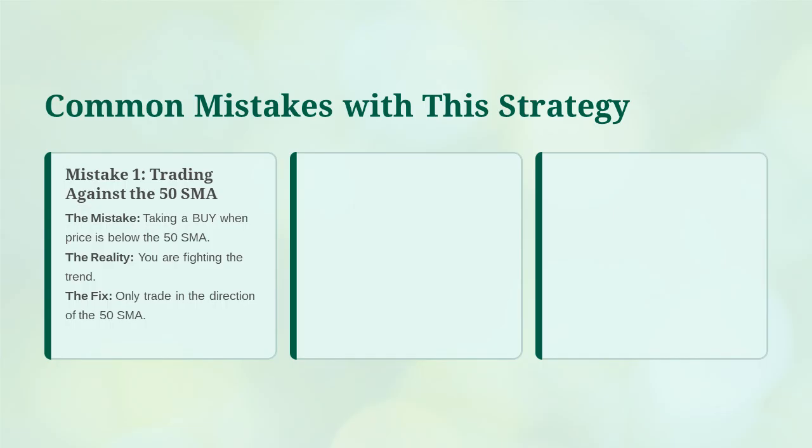Taking a buy when price is below the 50 SMA, or a sell when price is above it. This is fighting the trend. The reality, you're taking low probability trades that go against the larger market direction. The fix, only trade in the direction of the 50 SMA. No exceptions. Mistake 2. Entering without confirmation.